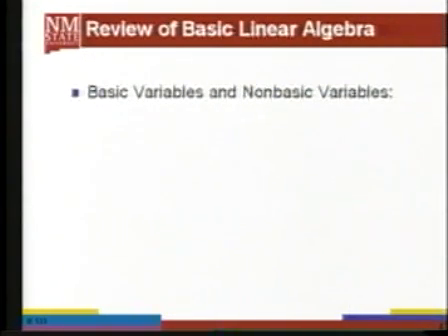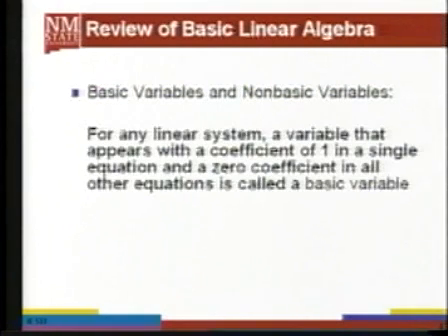So to describe the set of solutions to AX equals B, we need to define the concepts of basic and non-basic variables. So for any linear system, a variable that appears with a coefficient of 1 in a single equation, and a 0 coefficient in all other equations is called a basic variable. And the variable which is not a basic variable is called a non-basic variable. Okay? We're going to use this definition for the rest of our classes.